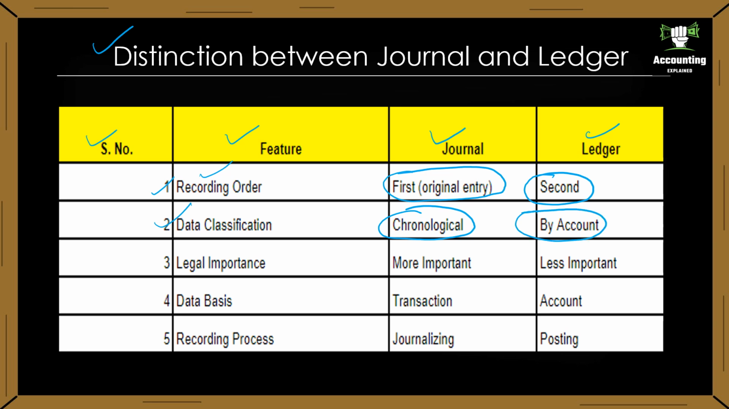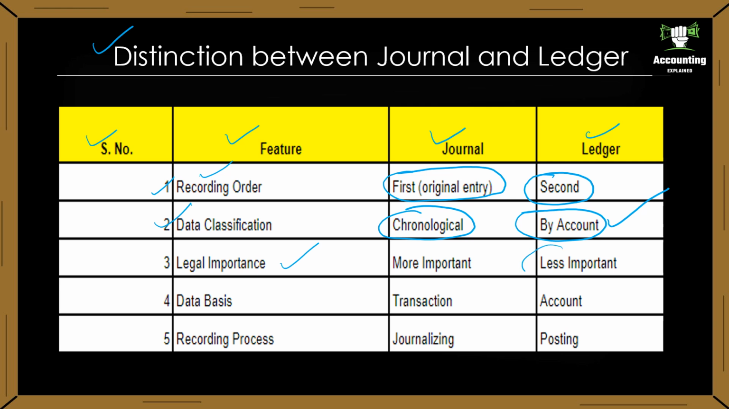In the previous example, what did we see? Missionary account debit to bank for purchasing missionary. We open the missionary account and simultaneously we will also open the bank account. Whatever accounts we write in the journal entry, those accounts will be opened in the ledger. Okay. Legal importance. Journal is more important, whereas ledger is less important.